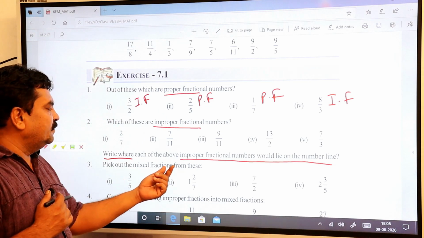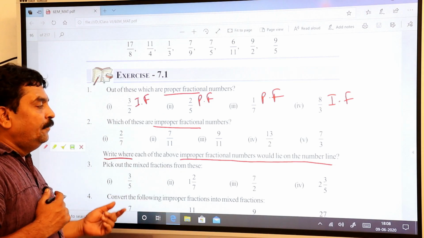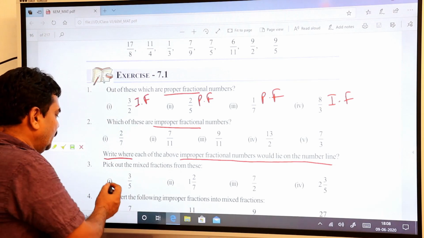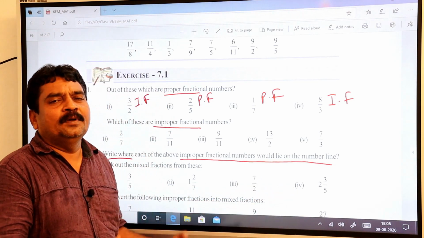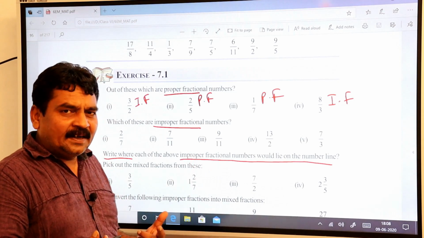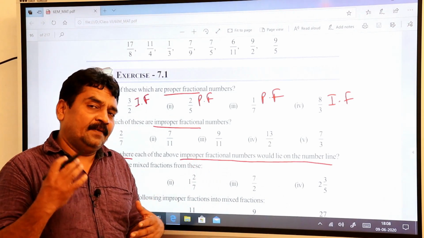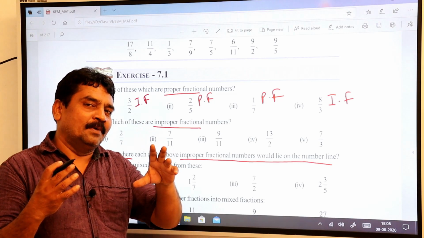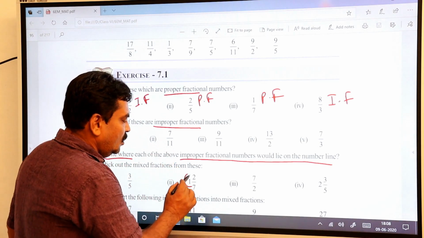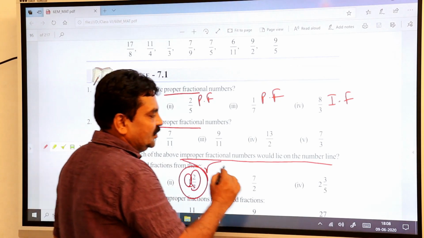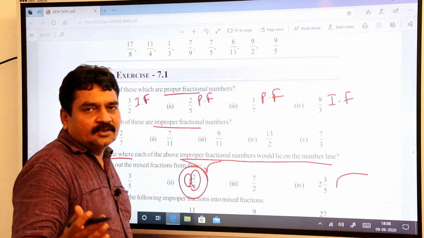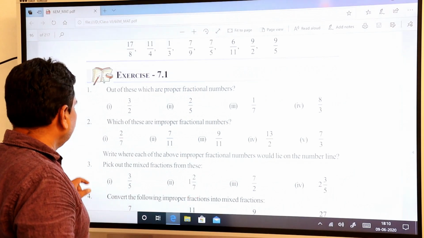Then pick out the mixed fraction of this, which means he has given 1, 2, 3, 4 questions. Out of 4 questions he is asking you to pick out the mixed fraction. Mixed fraction means you should have both a whole number as well as a fraction. So here you have a whole number and a fraction. This is called a mixed fraction. So this is a mixed fraction and this is a mixed fraction. That's all. Then come to the next one.